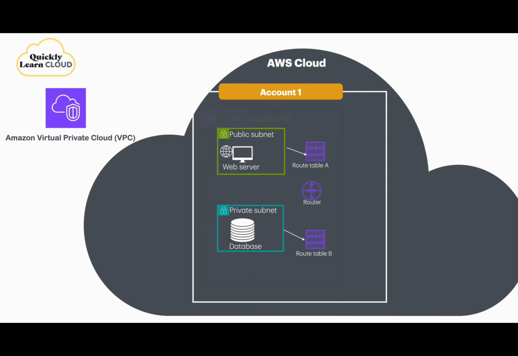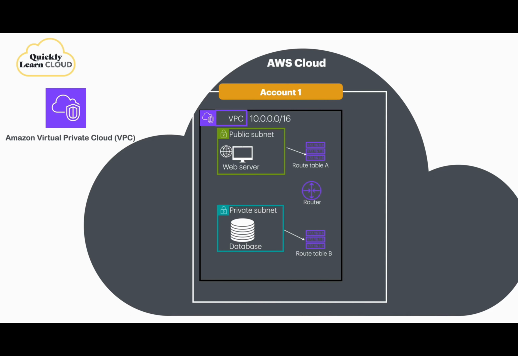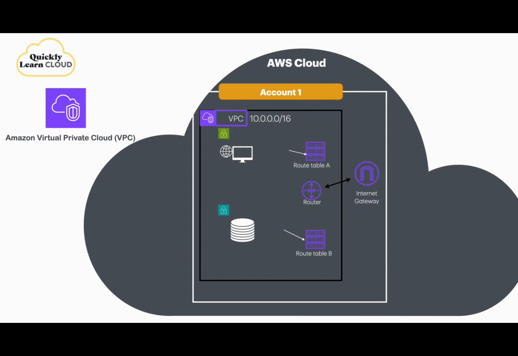3. Internet Gateway, IGW. An Internet Gateway is a VPC component that allows communication between instances in your VPC and the Internet. It scales horizontally and is highly available, enabling instances in public subnets to connect to the Internet.